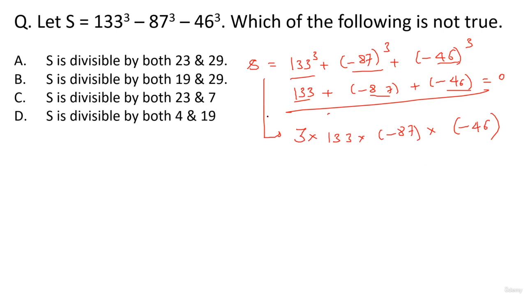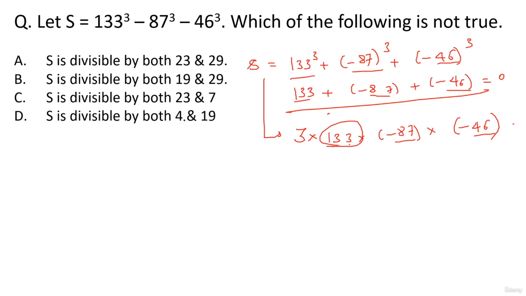S is divisible by both 23 and 29. 23 twos are 46, 29 threes are 87. So yes, it is divisible by 23 and 29. Option B: it is divisible by 19 and 29. 19 sevens are 133. So yes, it is divisible by 19 as well. S is divisible by both 23 and 7. Yes, 23 twos are 46 as we saw, and 19 sevens are 133. So it is divisible by both 7 and 23.